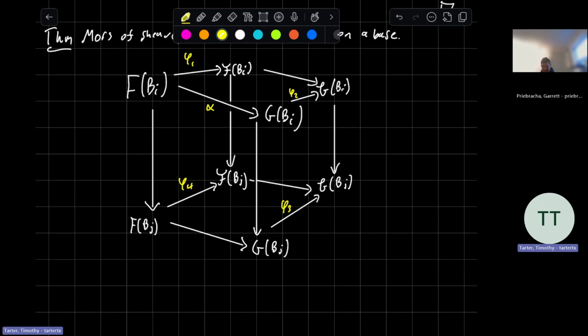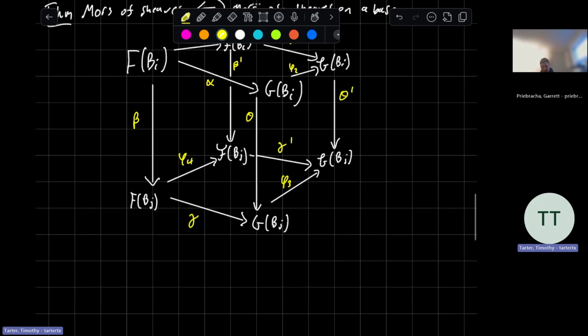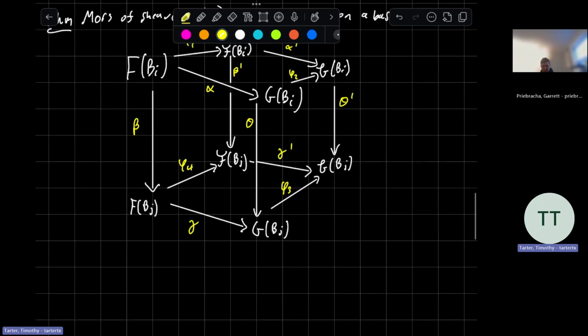Can you just, Alpha, give me a second to get it down real quick? Yeah, alpha and alpha prime, beta and beta prime, gamma and gamma prime, and then theta and theta prime.